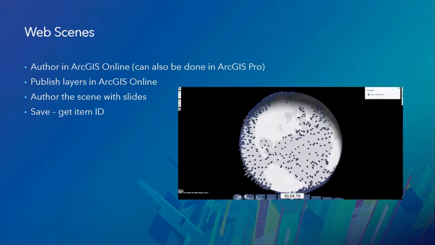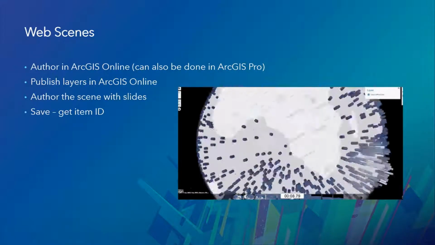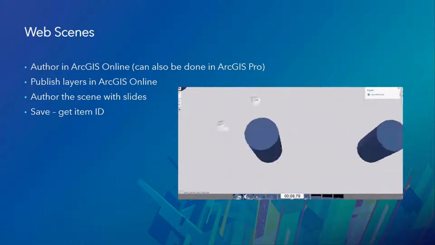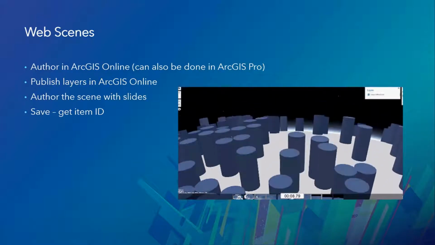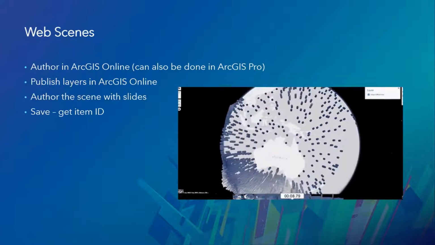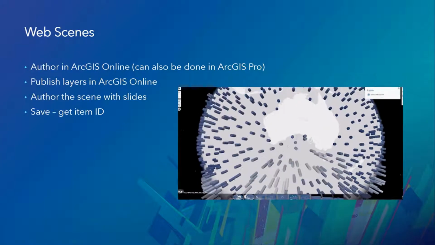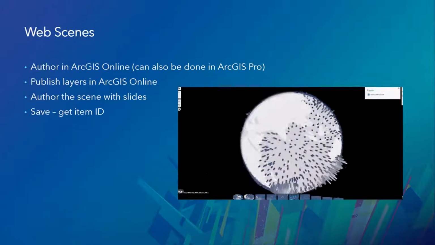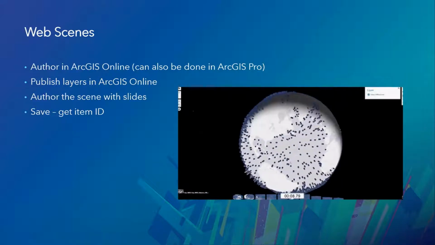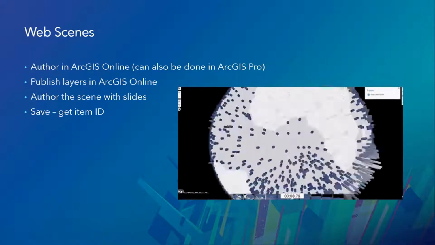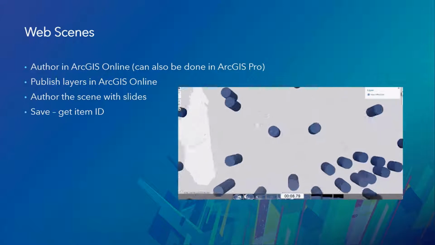Within these web scenes, you can use slides to capture things like environment, and in the case of building scene layers, you can capture what layers are on and off within your actual scene. And with these web scenes, same thing as a web map, you get an item ID, and then you can easily use this within the app that you're building.